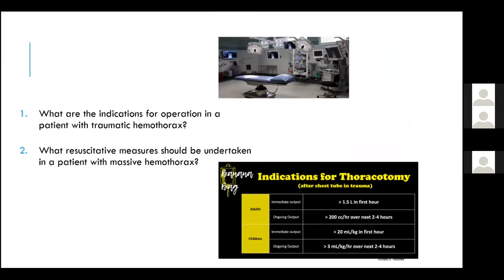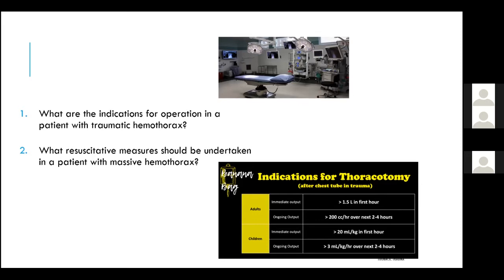Okay, so we identify now how to differentiate between pneumothorax, hemothorax, tension pneumothorax, and massive hemothorax. So, if I say to you, this patient had 600 blood once I applied the chest tube, is there any indication for surgery for him? And when should we take a decision for surgery? If you don't know the indication, it will be difficult for you to take a decision, even for the thoracic surgeon sometimes.